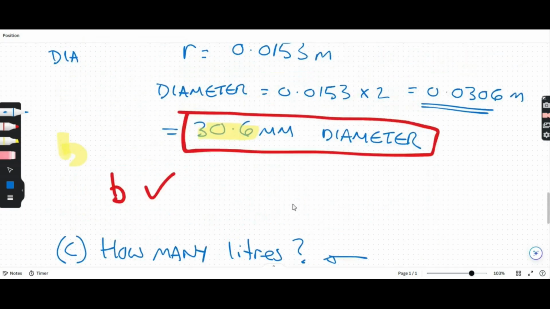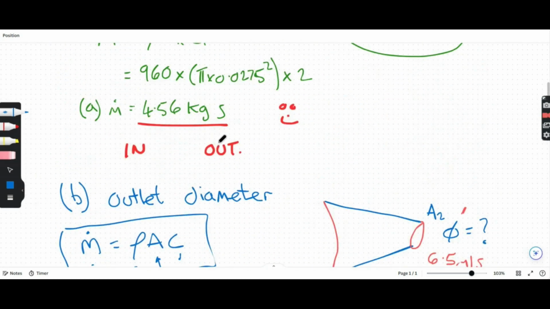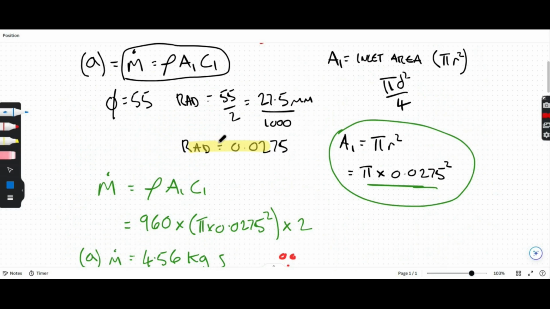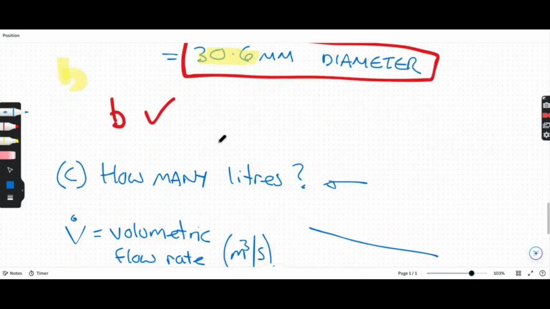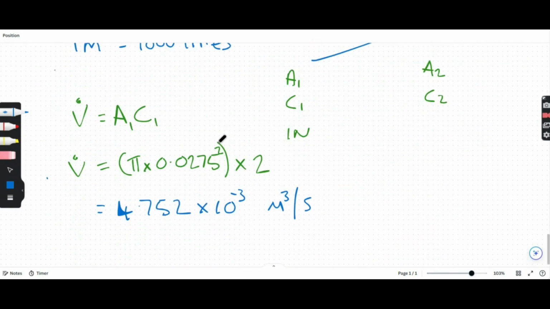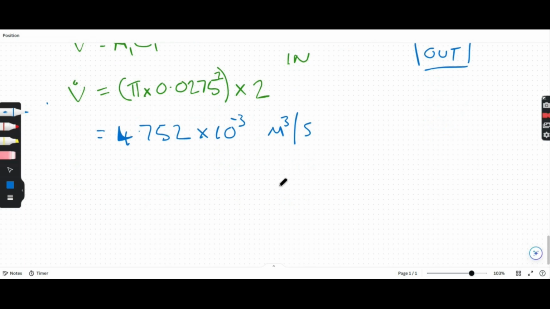It's not a very big pipe because it's only 30.6 mil diameter coming out, and it's only 55 coming in. That's how many cubic meters is coming in. You could do the same thing and work it out for the out. It'll still be the same number because we've made it like that. So I know that there's 4.752 times 10 to the minus 3 cubic meters per second.